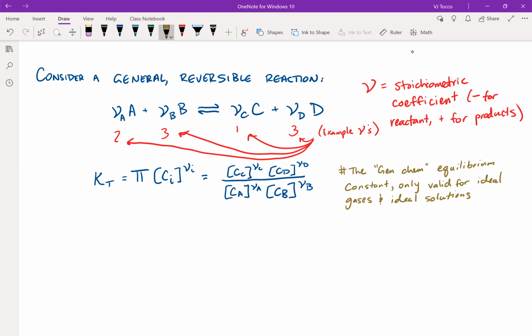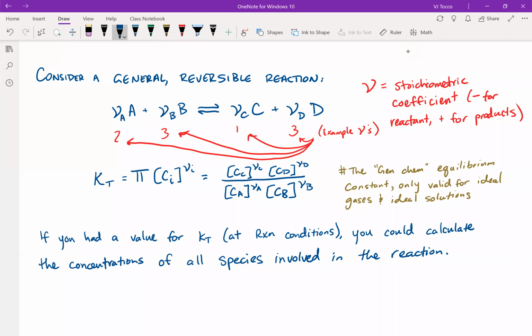So how does this help you from a problem-solving standpoint? Well, if you knew what the value for KT was supposed to be, if you knew what the equilibrium constant was, you could theoretically calculate the concentrations of all species involved in that reaction. At this point, you're probably confused because I just have written one equation, right? I've got KT is equal to this right-hand side up there. But it looks like I'm saying that you can calculate 4 unknowns, so the concentrations of the 4 species.